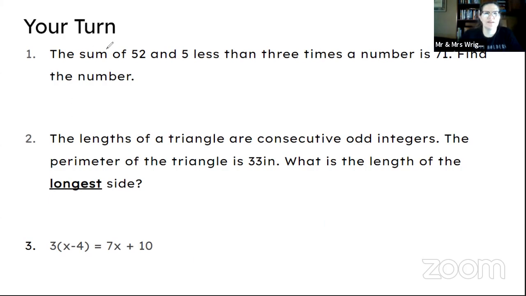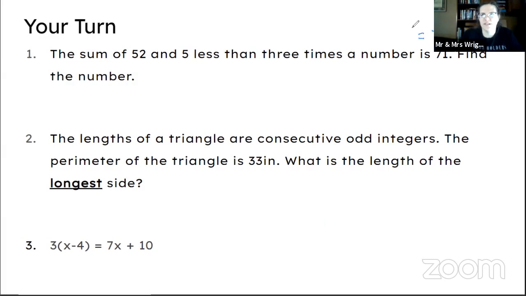All right, welcome back. The sum of 52 and 5 less than 3 times a number. That's a lot of words. Let's make a math sentence. That's a lot easier to understand. So we have is 71. I'm just going to write that because I know what that is.